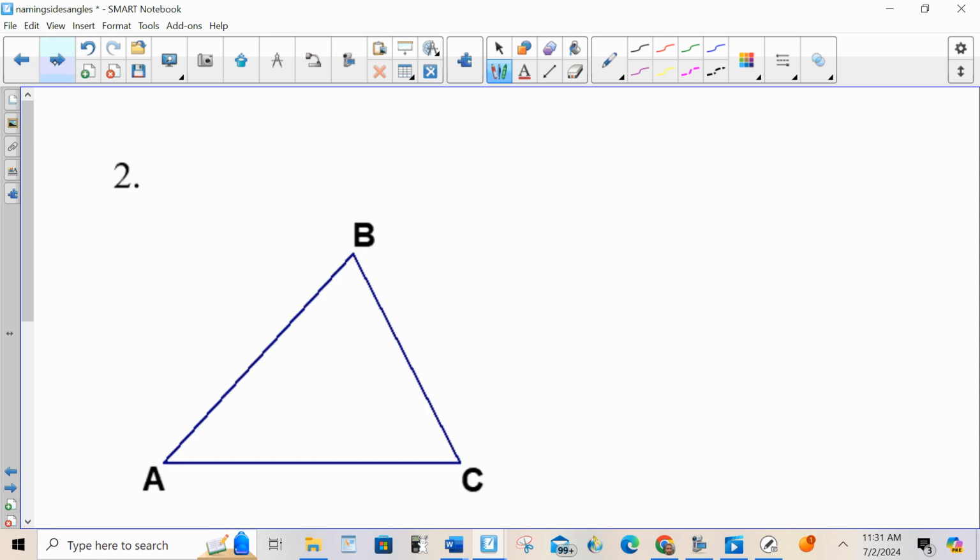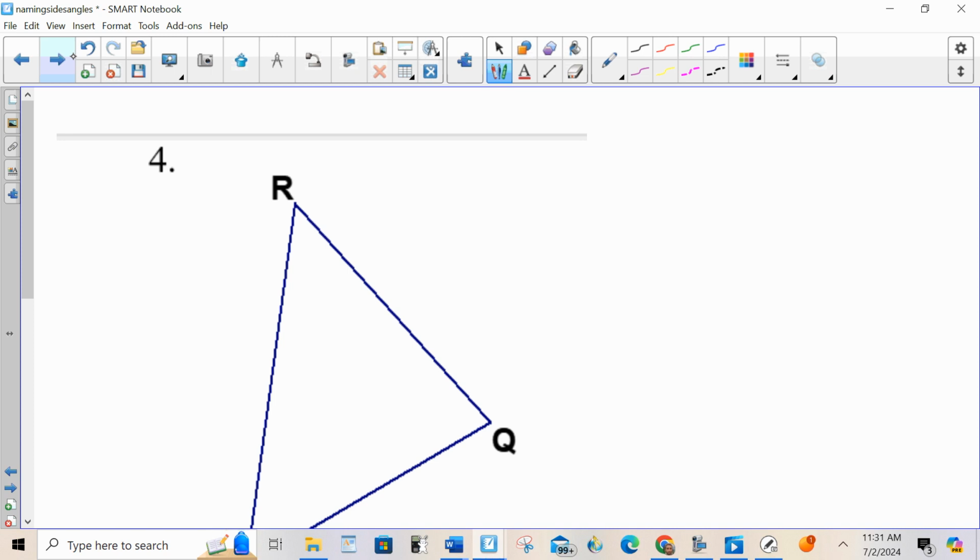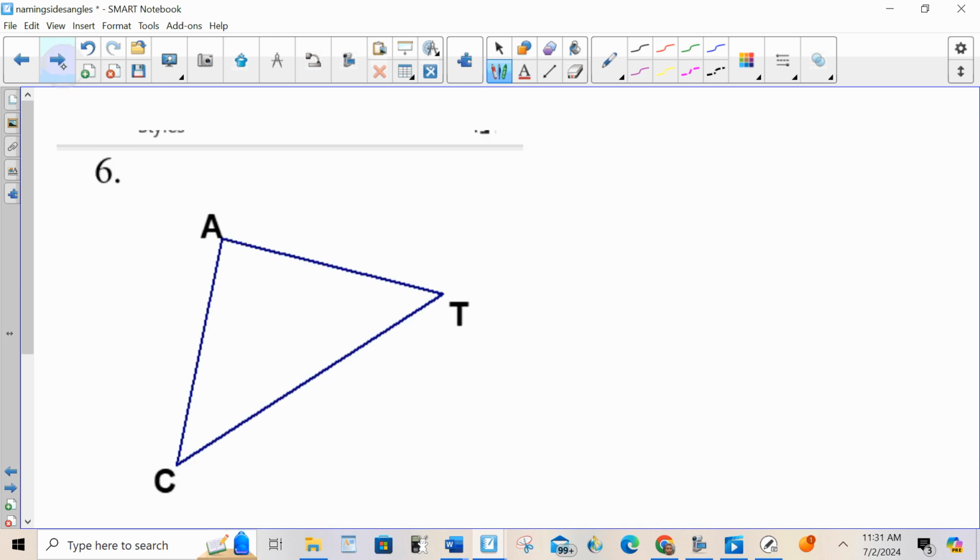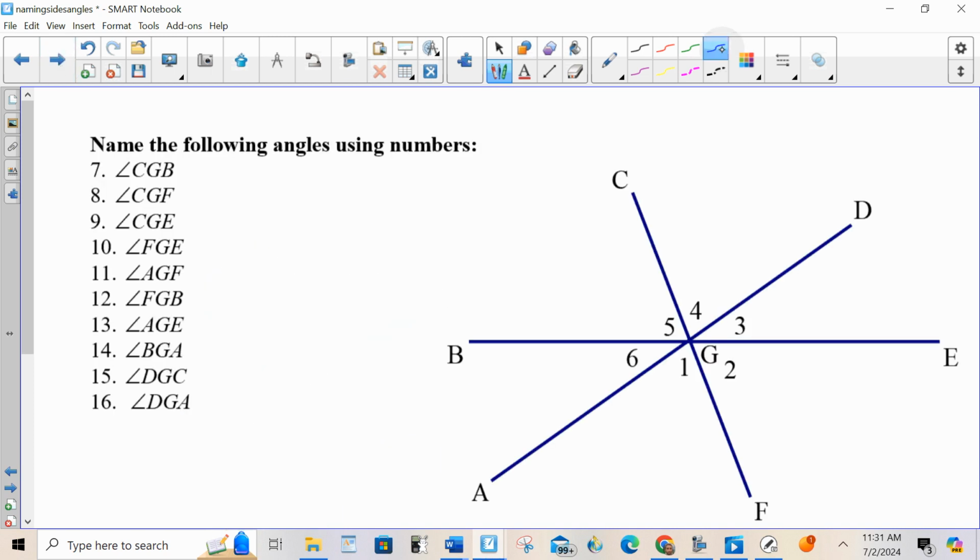Let's jump to the back. It gets a little bit trickier with the angles because all these angles have a vertex at G. So CGB, I know that G must be the vertex. CGB, so from G it's going to C and it's going to B. This is angle CGB. This is angle 5.